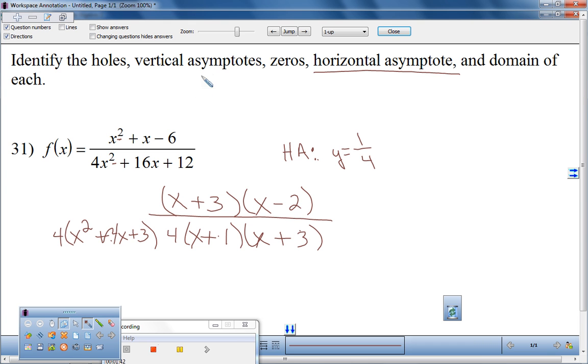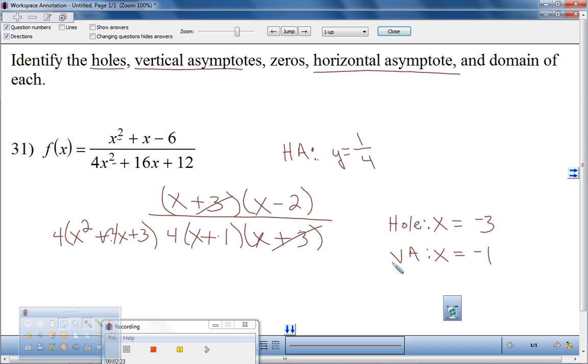Now we're going to find our vertical asymptotes. It's either going to be a hole or a vertical asymptote. Here, the x plus 3 cancels out. When that cancels out, that makes it a hole. So our hole will be at x equals negative 3. That's because this is what's going to make this 0. Now our vertical asymptote is what we didn't cancel out. That would make the denominator 0, so that's x equals negative 1. So now we found the hole and the vertical asymptote.